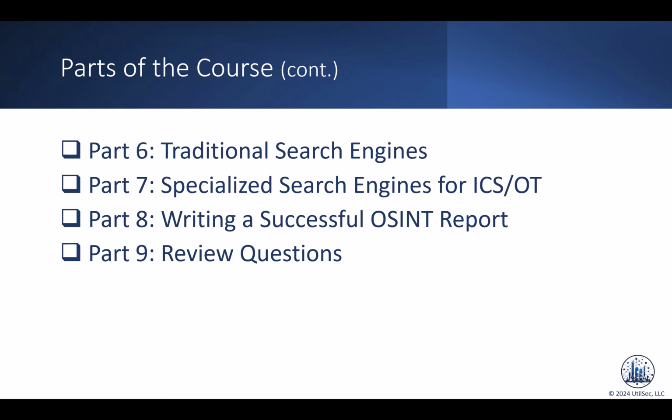And we'll talk about some other special search engines for control system environments, like the Open Infrastructure Map, which is a credible map where you can look at basically any area in the world to see what infrastructure, like power, rail, and water, is there. And then we'll wrap up with a real quick discussion about how to write a report if you need to.